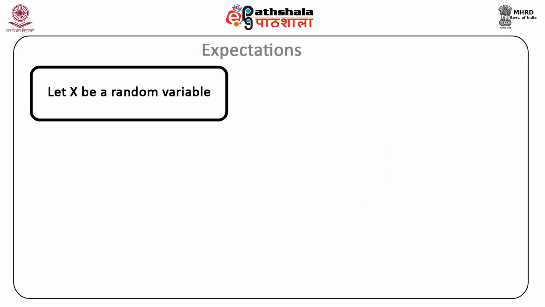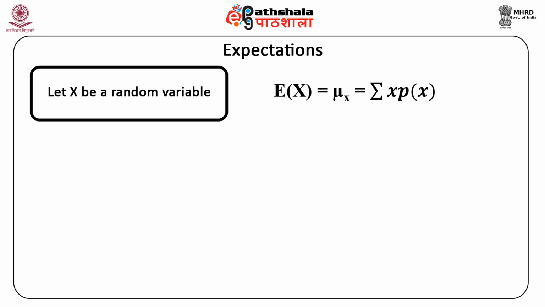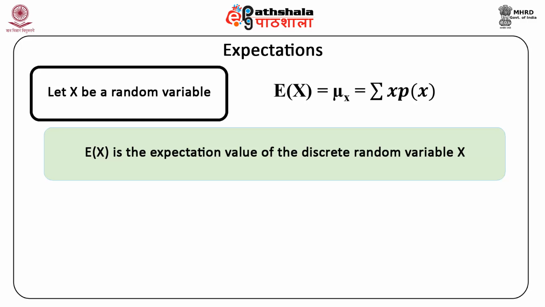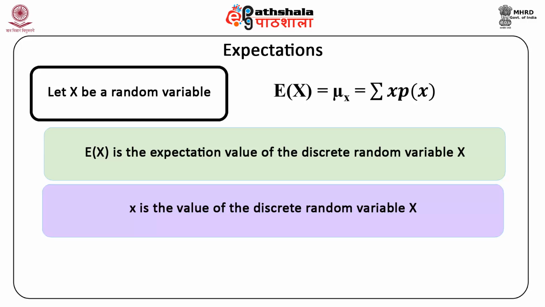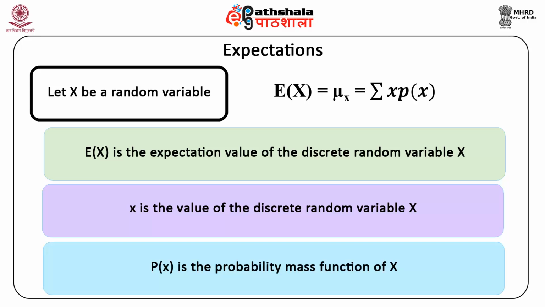Let X be a random variable. If the distribution of X is discrete, the expectation or expected value of X is defined to be E(X) = μx = Σ x p(x), where E(X) is the expectation value of the discrete random variable X, small x is the value of the discrete random variable capital X, and p(x) is the probability mass function of capital X.